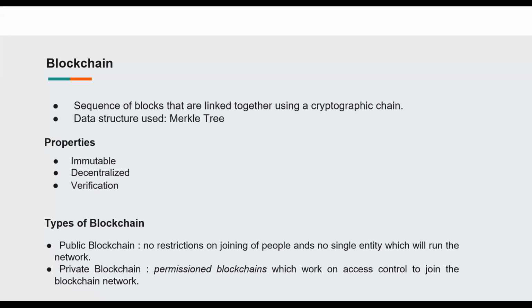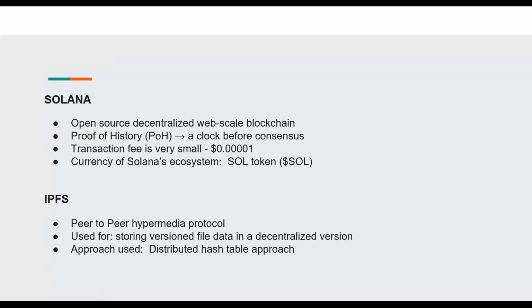So what are the properties of blockchain? First of all, it is immutable. Secondly, it is decentralized, and third, it involves the method of digital signatures, which uses the public private key cryptography method, and therefore it is good for verification. We can see the types of blockchain are public and private. Later, we move on to the blockchain which we have used in our system, that is the Solana blockchain.